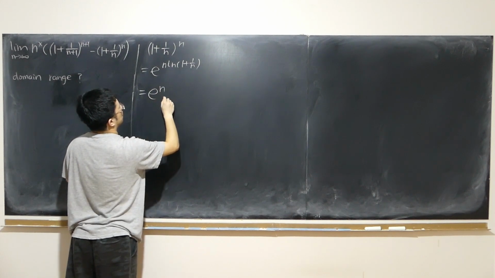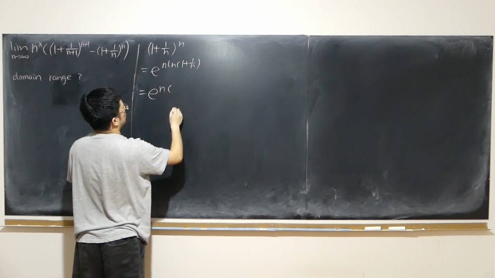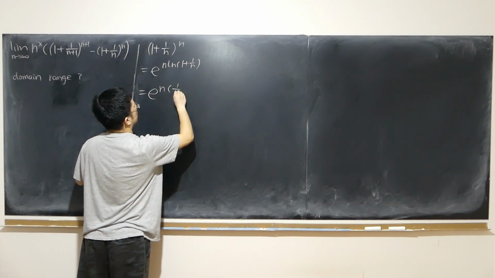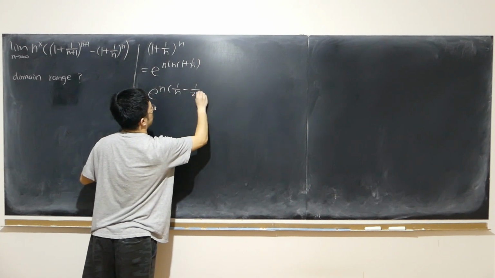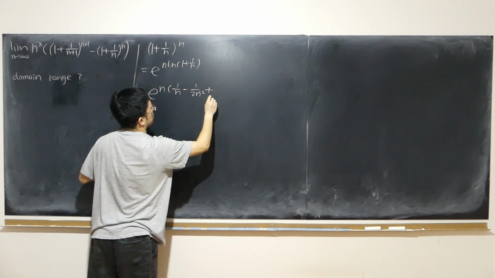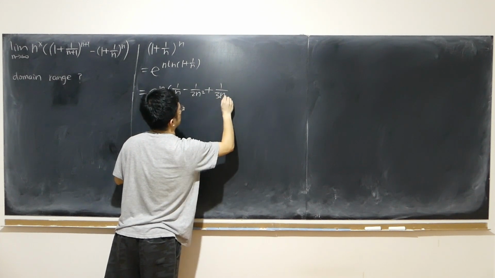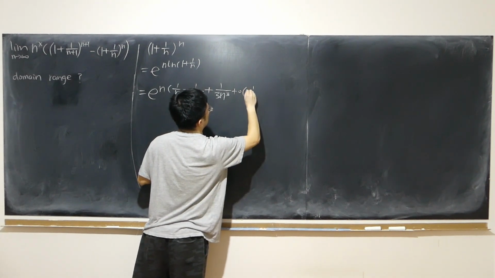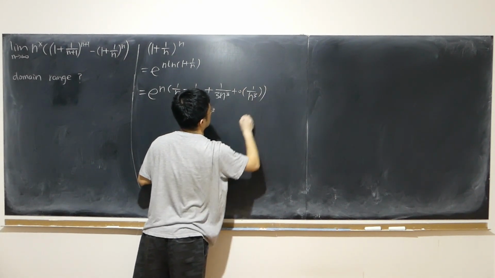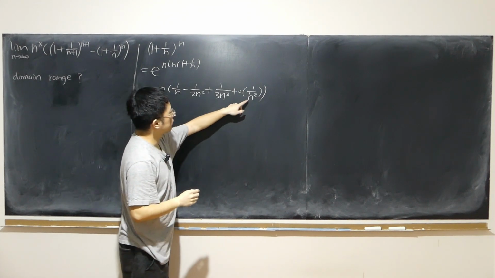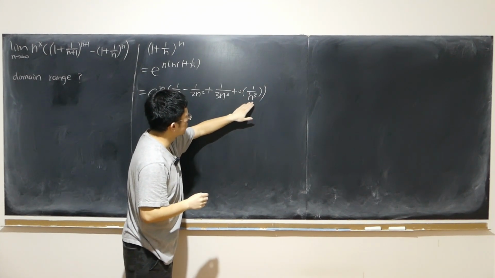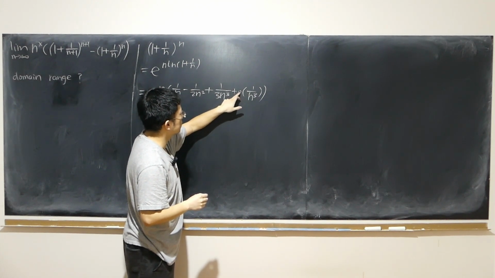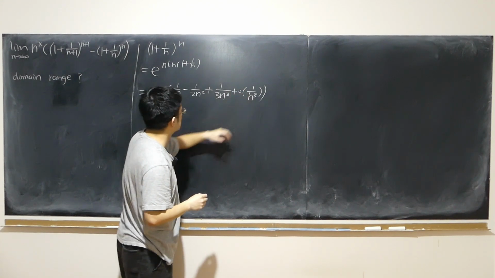E to the n times (...). I probably need 3 terms. First term 1 over n. Second term minus 1 over 2n squared. Next term plus 1 over 3n cubed plus little o of 1 over n cubed. Little o of 1 over n cubed means this term approaches 0 faster than 1 over n cubed. So little o can be viewed as some sequence that's approaching 0.